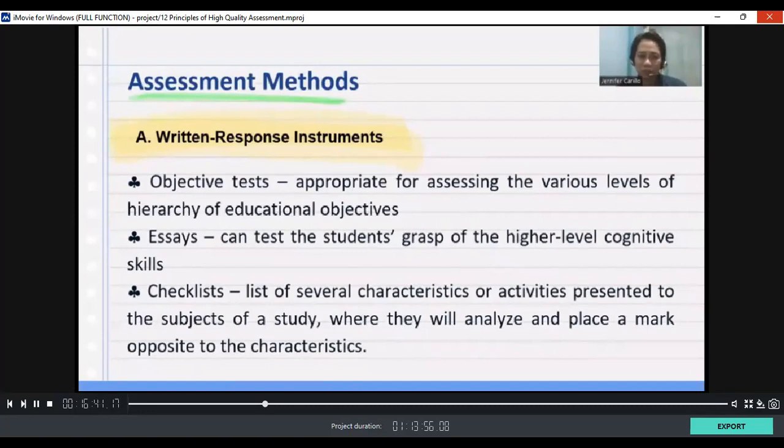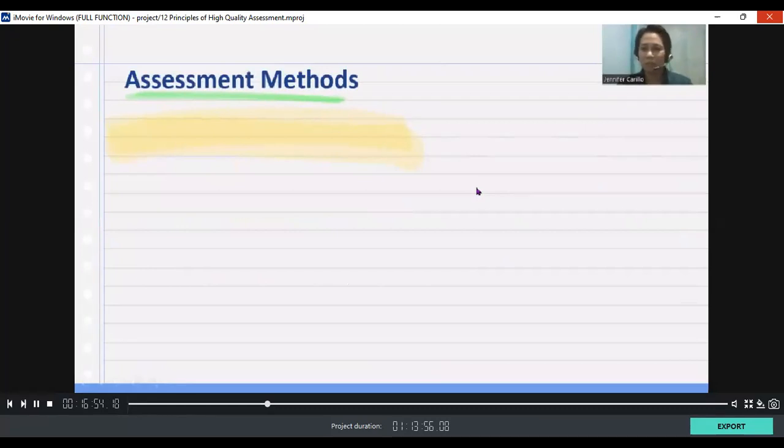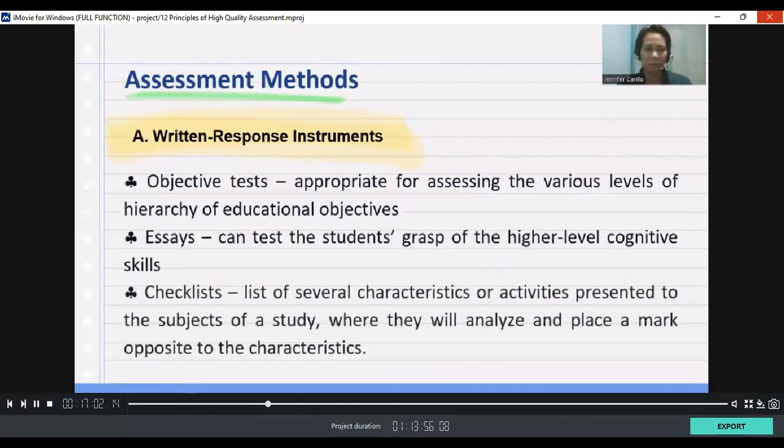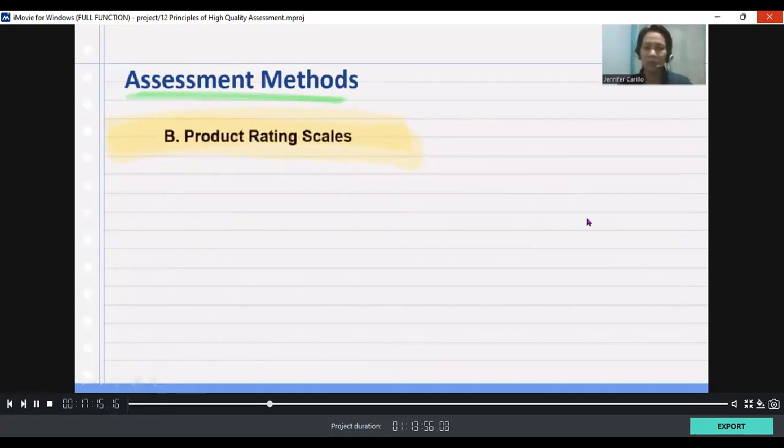It can be done by the student themselves or by the teacher. So, for example, mag-observe si teacher sa performance sa estudyante, na lang siya checklist. So, aside from objective test, we also have product rating scales. So, unlike with the objective test, this one, or kaning written response type. So again, written response instruments are paper pencil test. Okay? Mga traditional assessment. Then we also have authentic assessment like product rating scale.